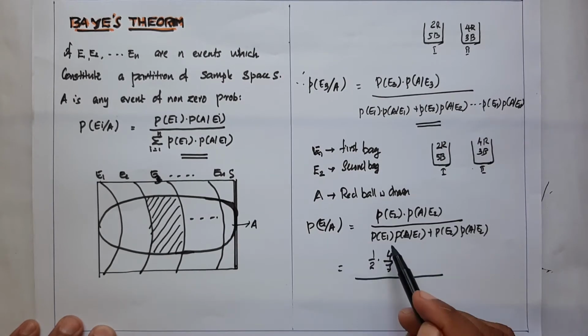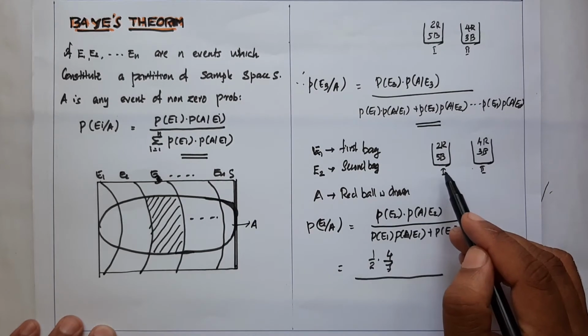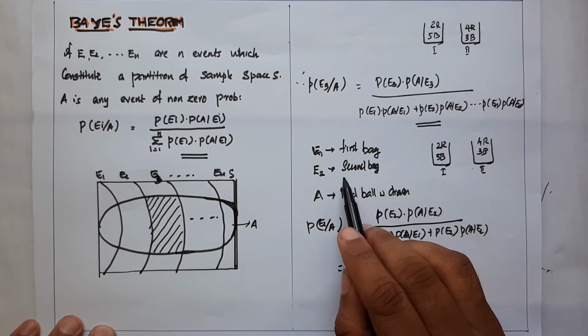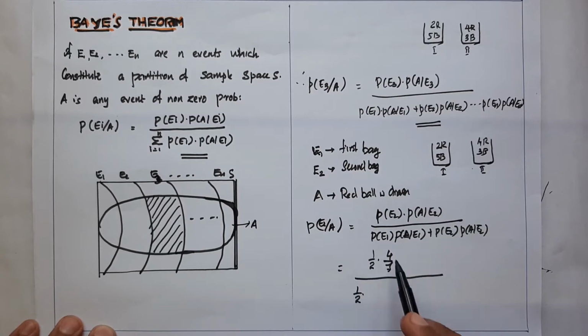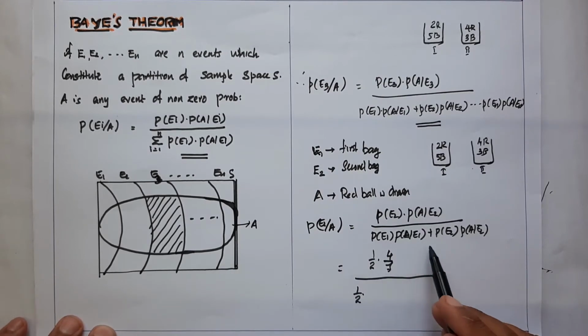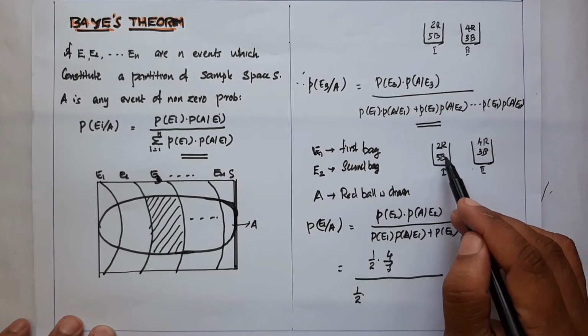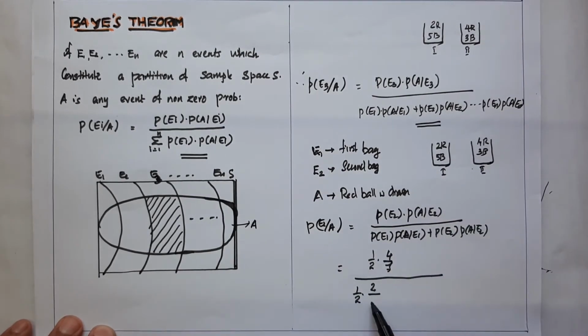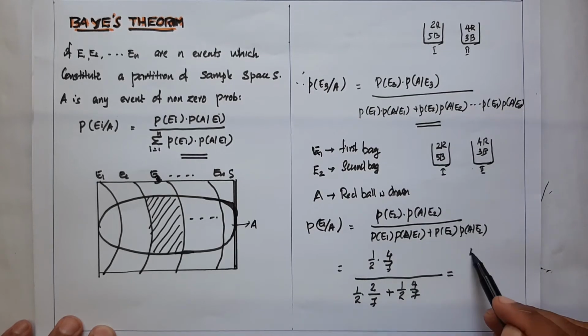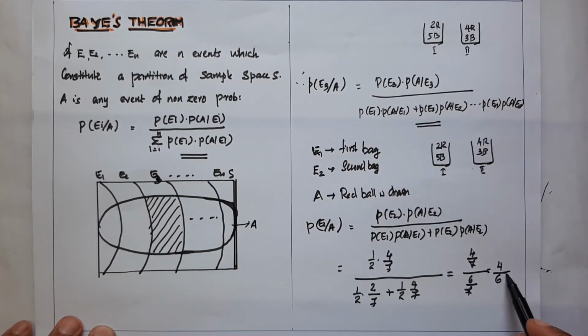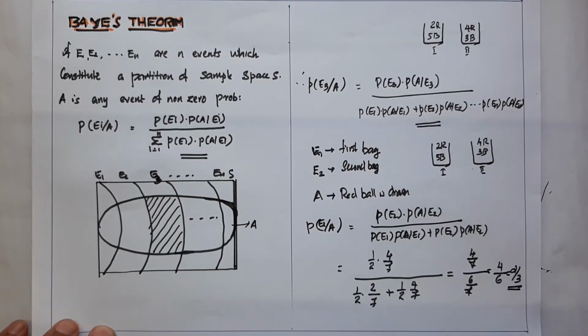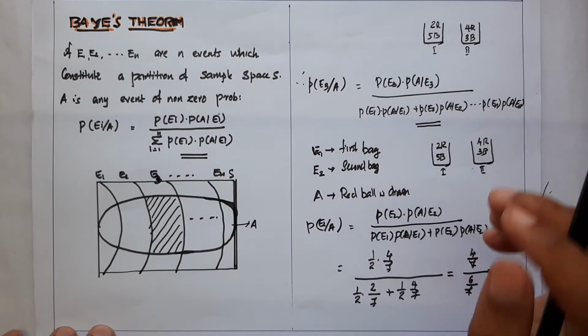The whole divided by, again, what is P of E1? There are 2 bags. The probability of selecting the first bag is 1/2. Again 1/2. P of E1 is 1/2. What is P of A given E1? That is, the red ball is selected from the first bag. That is 2 divided by 7. Again 1/2 into 4 divided by 7. Here 1/2 is common, cancel. And therefore 4/7 divided by 6/7. 7 cancels. We get the answer 4 divided by 6, or 2/3. That's the required probability. That's the answer. It's a simple example.